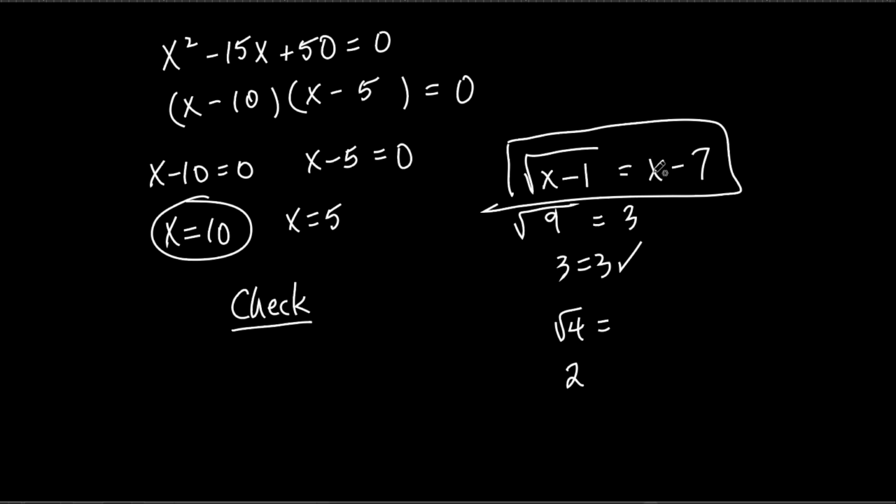Now, if I put 5 in for this, 5 minus 7 was what? Negative 2. So does 2 equal negative 2? No, it doesn't. Okay, so can I circle x equals 5? No, I can't. So my only answer is x equals 10.